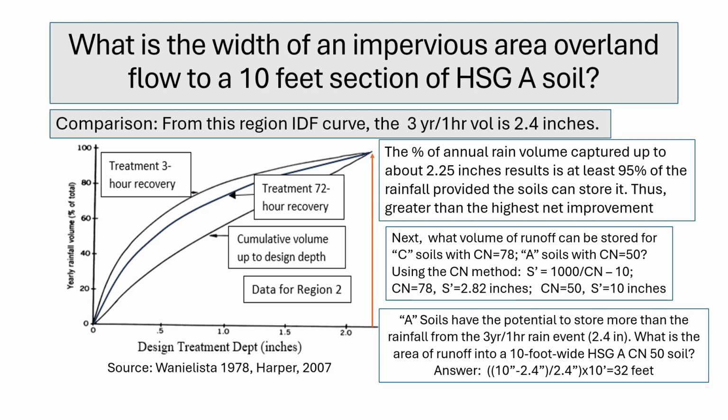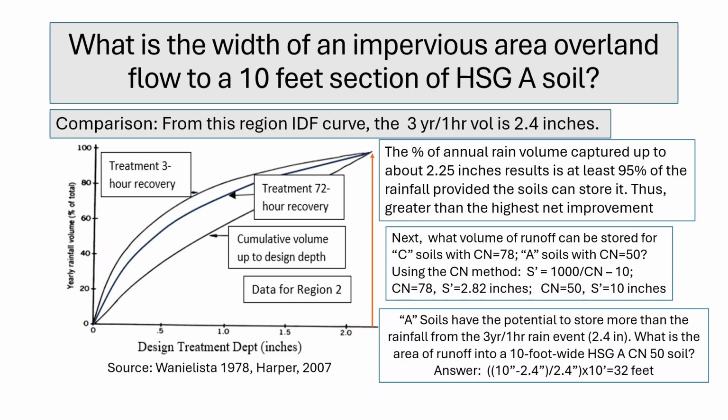This calculation essentially takes the difference between the soil's storage potential and the rainfall from the event, divides it by the rainfall depth, and then multiplies it by the width of the soil section. For HSG-A soils with a curve number of 50, their storage potential is 10 inches, as we'll see shortly. So the calculation is the difference between that 10 inches of storage and the 2.4 inches of rainfall, divided by the 2.4 inches of rainfall, then multiplied by the 10-foot width of the soil section.